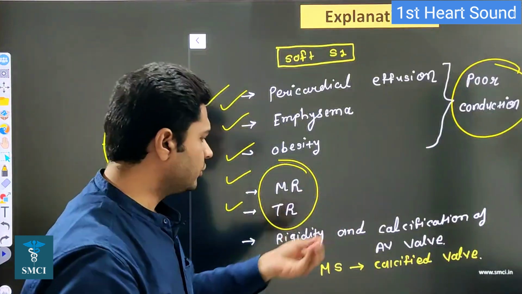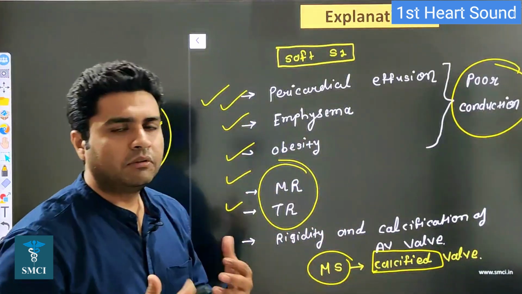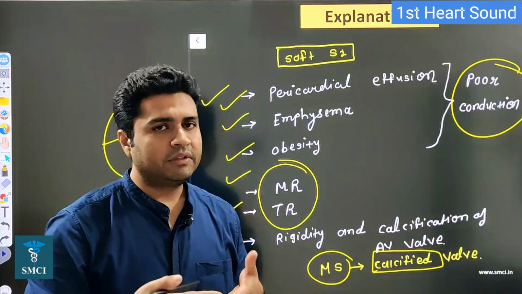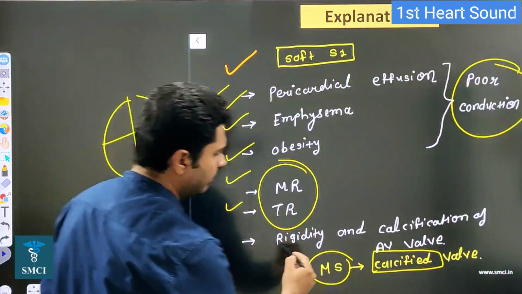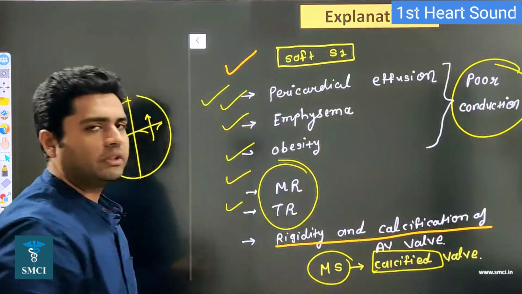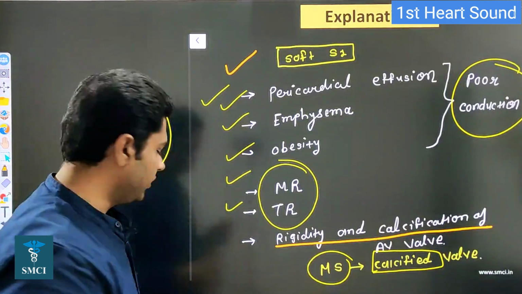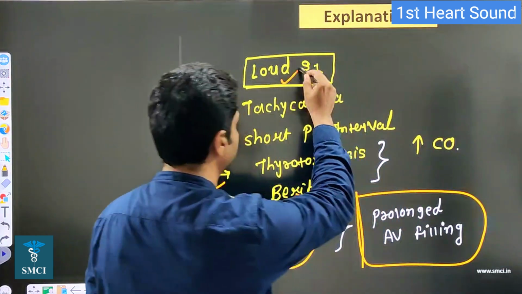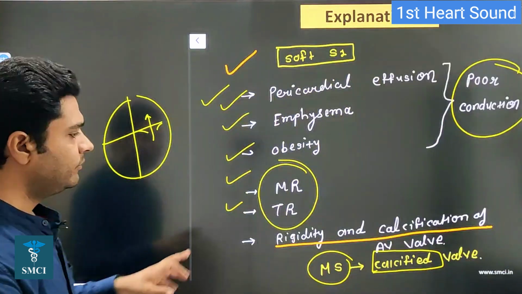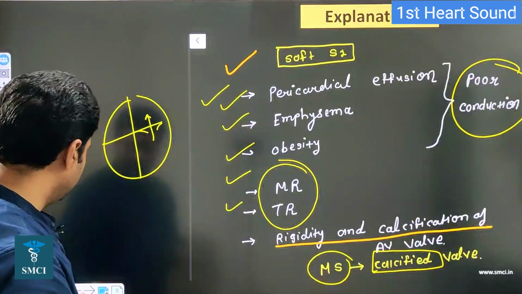Even in mitral stenosis, if the valves are very much calcified, they will also produce a soft S1. So remember that when there is a lot of calcification of the heavy wall in stenosis, it can produce a softer S1. Okay, so we've just seen that in mitral stenosis there is a loud S1, but if the walls are very much calcified, then there will be a softer S1.